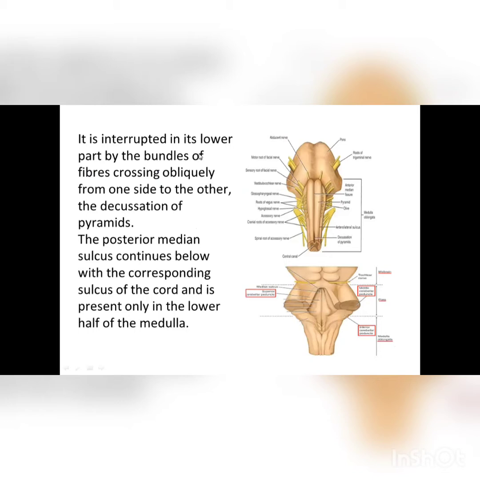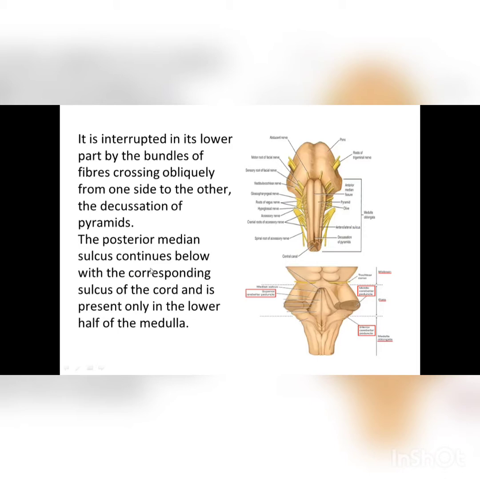It is interrupted in its lower part by bundles of fibers crossing obliquely from one side to the other, the decussation of pyramids. This is the place where you find the decussation of the pyramids. In the lower part, it is interrupted by the bundles of fibers crossing obliquely from one side to the other side. That is the decussation of the pyramids.